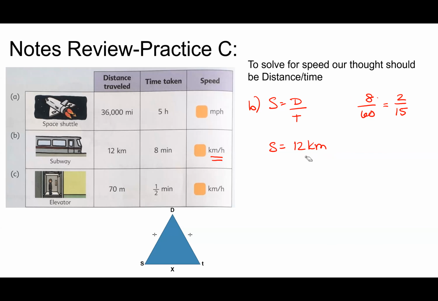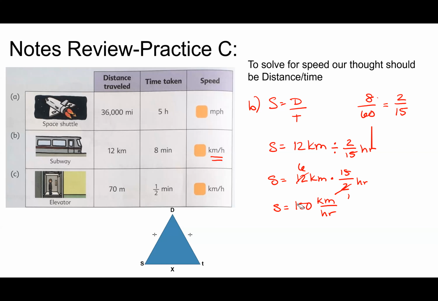We can do it. We can do it. Let's do it like this. Can you guys do this? Do you guys remember how to copy dot flip? Let's do this. 12 kilometers times 15/2. Oh, looky here. Now I can cross cancel. And the speed equals what? What is it? 150 what? Kilometers per hour. Okay, awesome.